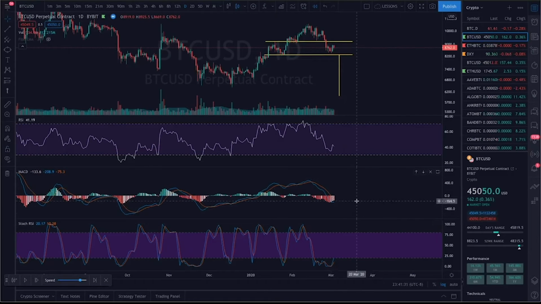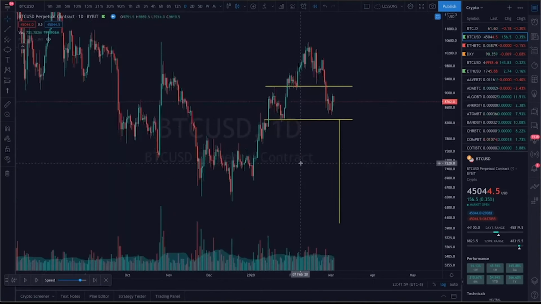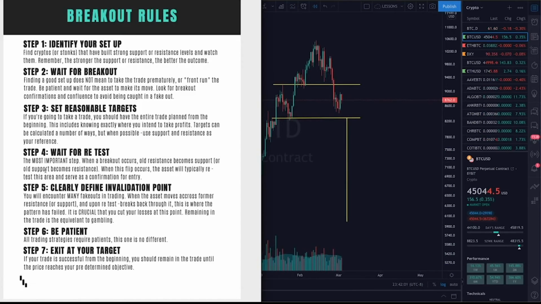So things aren't looking terribly bearish there, except for these bearish divergences that are staring us right in the face. We have a higher high in price action and a much lower high on the MACD histogram, bearish divergence. Also some strong bearish divergence here on the stochastic RSI. So we are expecting some bearish price action here, okay? Let's go back to the rules.